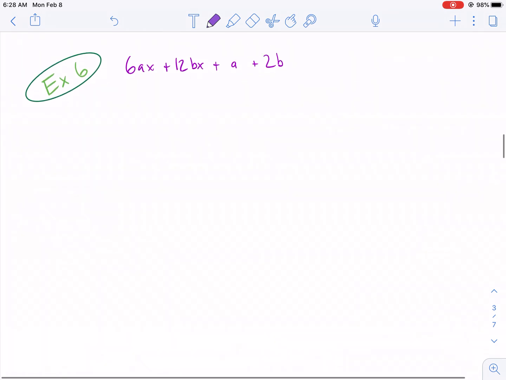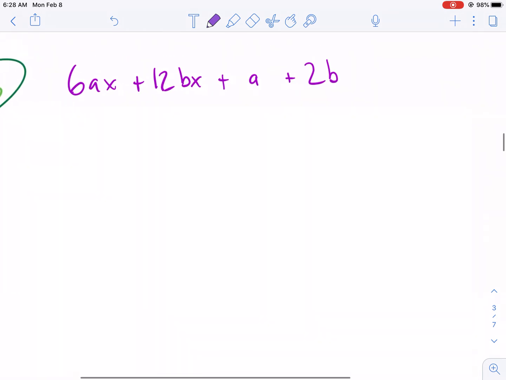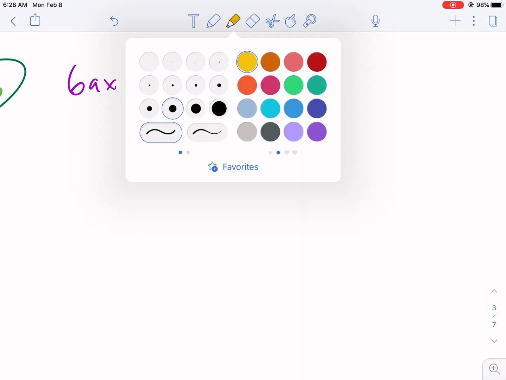Let's go ahead and apply it to this one. Again, we want to first pair up our like variables. We have 6ax plus 12bx plus a plus 2b. Now, the temptation might be to use x, but you can see that we only have 2 x's here, whereas between a and b, we have 4 of them. So we're going to actually factor by a and b.